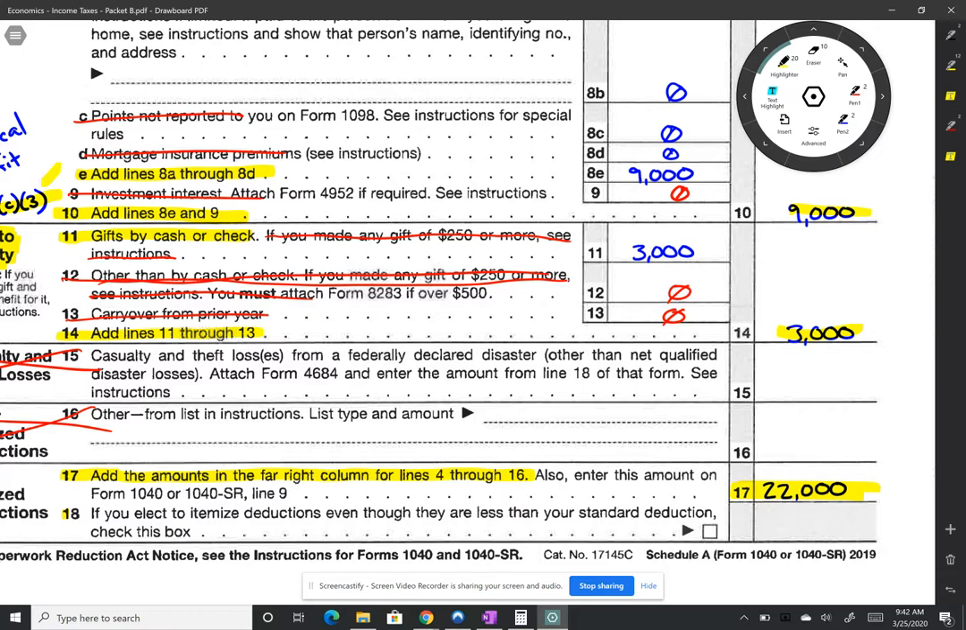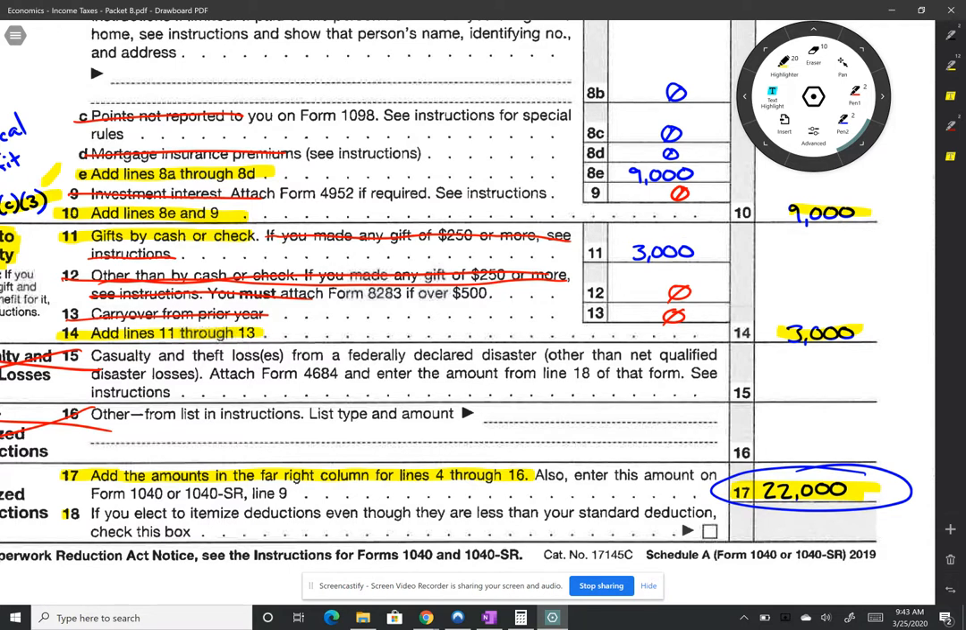Okay, so just looking at it now, which way should this person go? Should they take the standard deduction? Let's assume that they're single. Okay, should they take the standard deduction of $12,200, or should they take the itemized deduction of $22,000? Well, obviously they should take the itemized because it's more. It is more, right? Now, let's say they were married. Well, now the standard deduction is $24,400, and the itemized is only $22,000. The logical thing for them to do is to take the standard rather than the itemized.